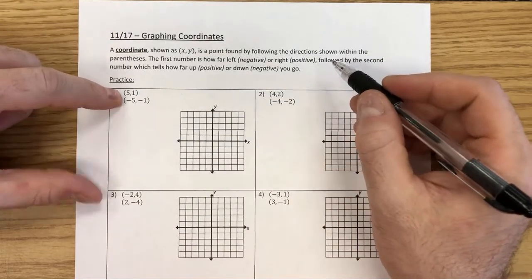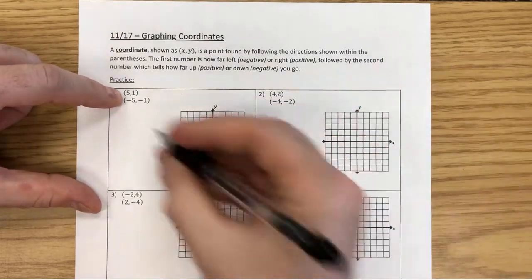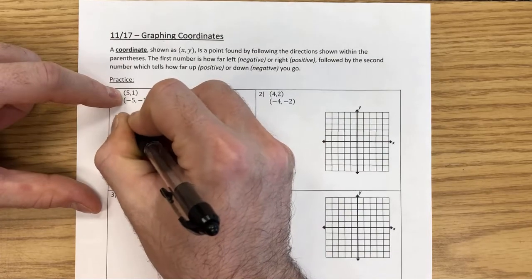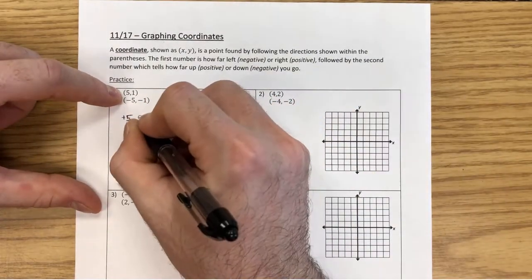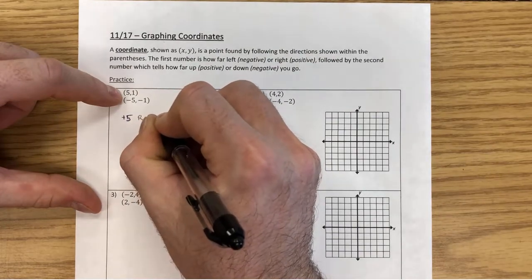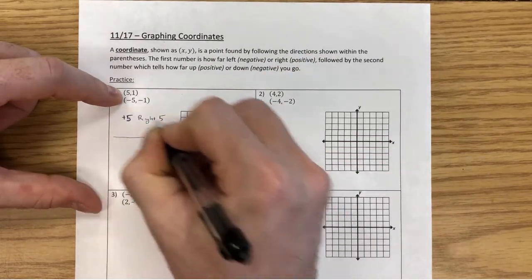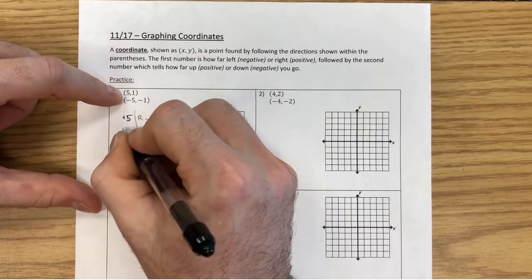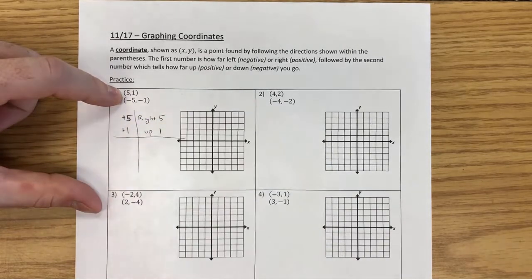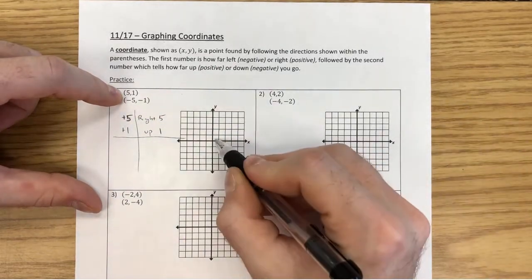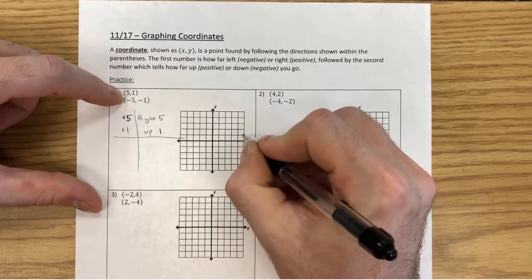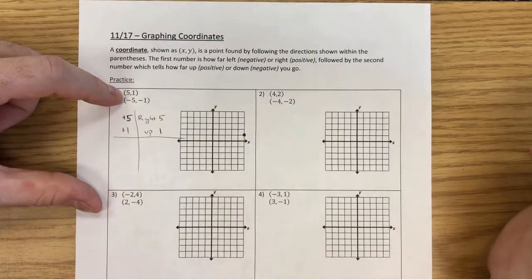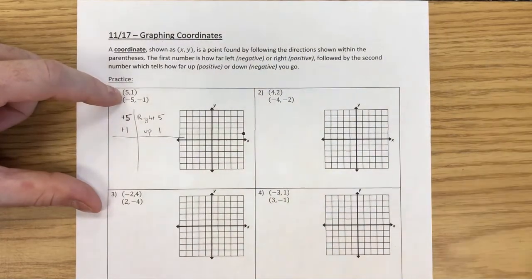So when we look at something like (5, 1), that positive 5, which comes first, is going to be a rightward motion of 5. So we're going to be going right by 5. Whereas the positive 1 is going to be an upward motion of 1. And so we're first going to go right by 1, 2, 3, 4, 5, and then up 1. And we're going to graph that.